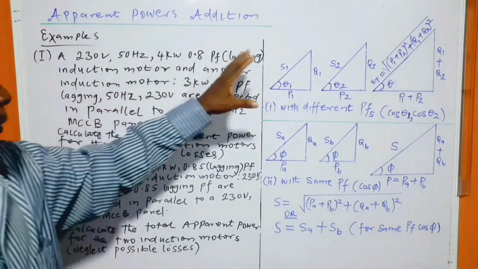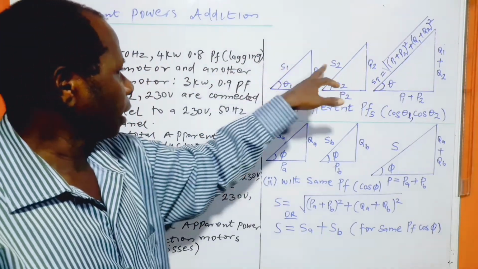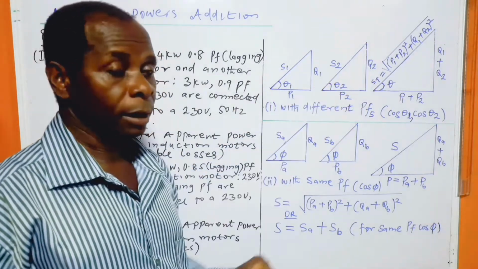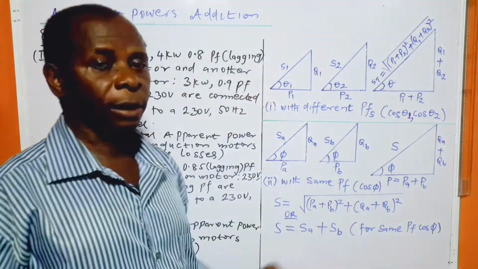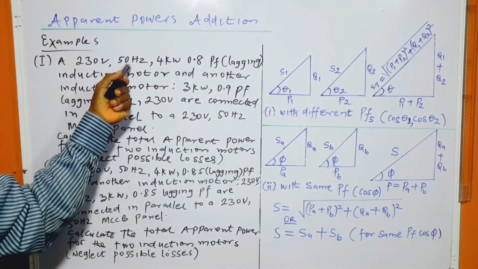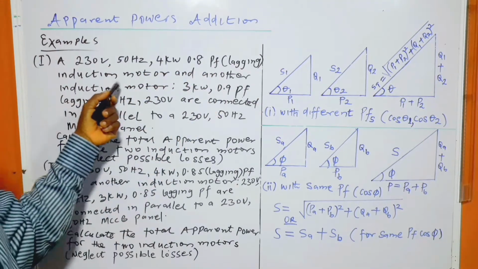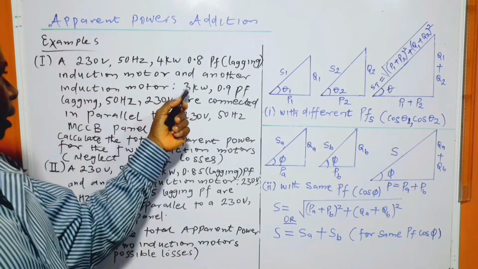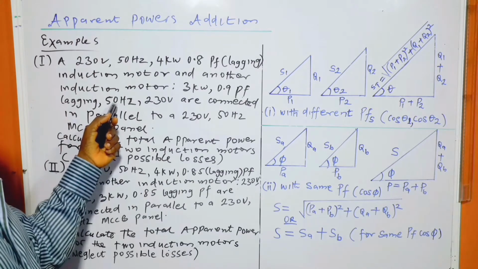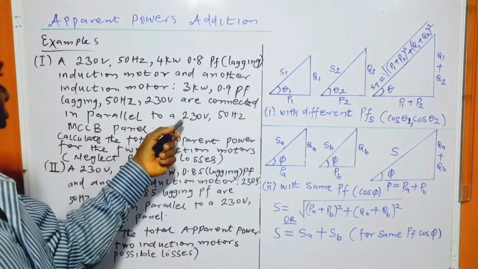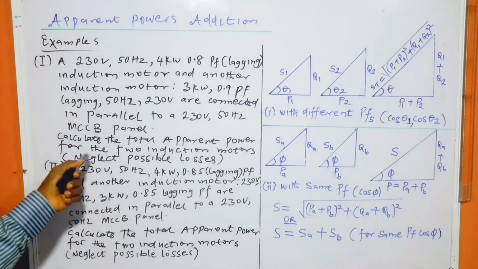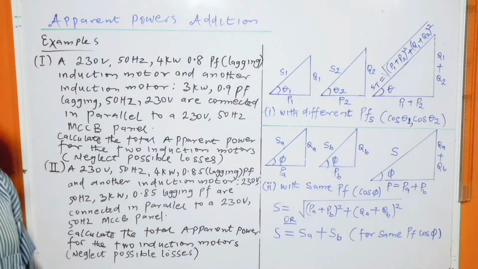Now the examples. In the first category, we have apparent powers S1 and S2 with different power factors and different phase angles θ1 and θ2. How do we add up the two apparent powers? So we have this example for the first situation. A 230 volts 50 Hz 4 kilowatt 0.8 power factor lagging induction motor and another induction motor with 3 kilowatt 0.9 power factor lagging at 50 Hz and 230 volts are connected in parallel to a 230 volt 50 Hz MCCB panel. Calculate the total apparent power for the two induction motors. Neglect possible losses.